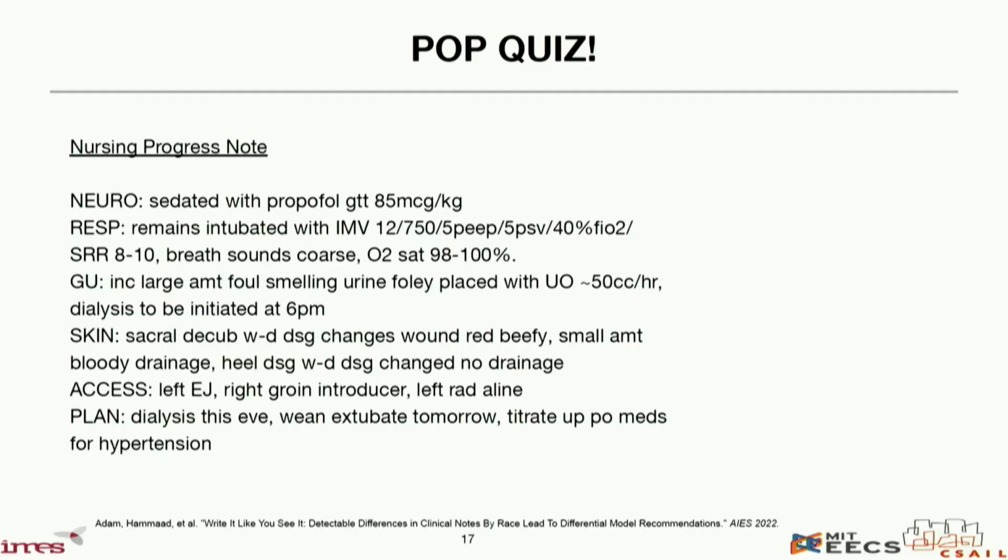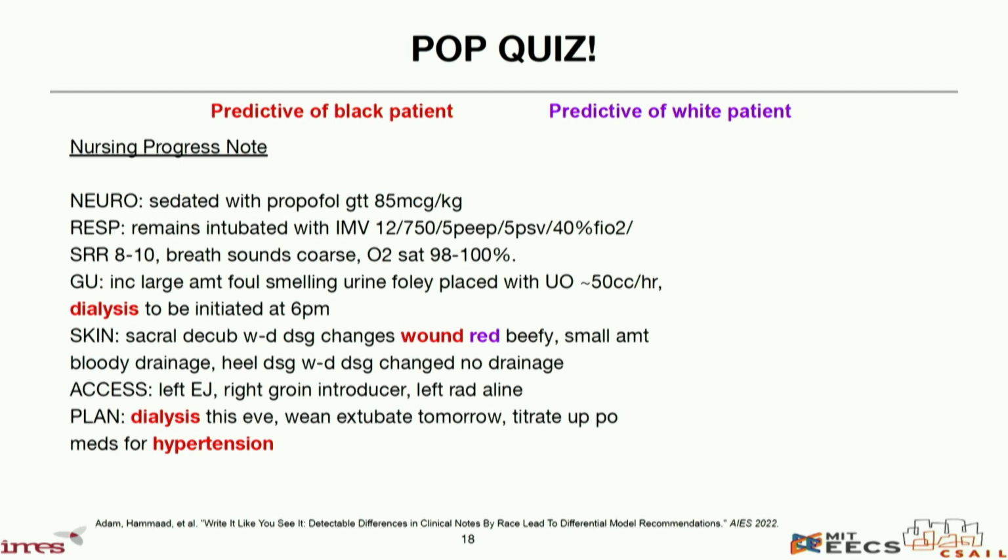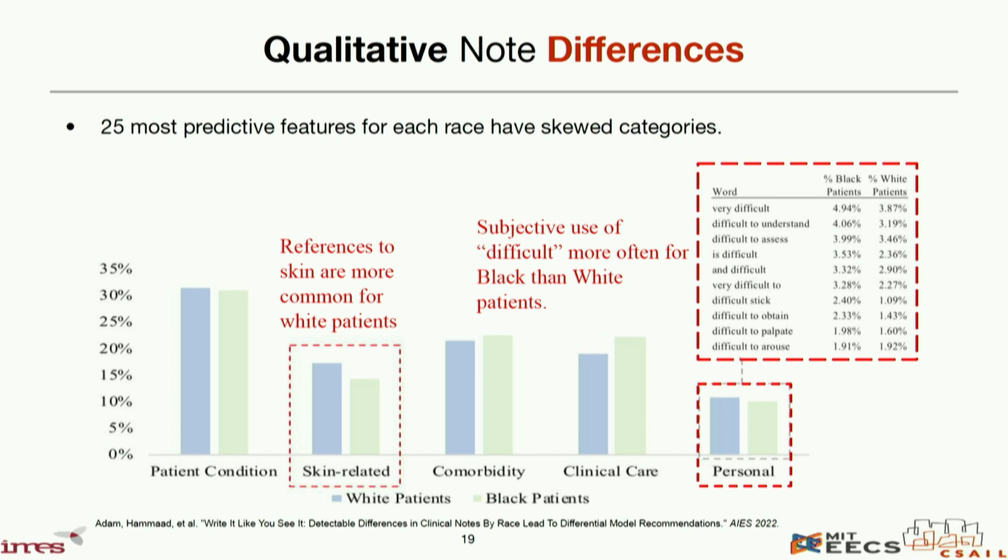What happens when we look at a note like this where the self-reported race has been redacted? Clinicians can't actually tell whether the self-reported race of this patient is black or white, but models can. And they can do it really well, and sometimes they're using things that we think maybe are fair game, like using statistical correlations between disease prevalence in certain groups, and sometimes they're using the fact that you call the patient difficult, and that means they are much more likely to be black.